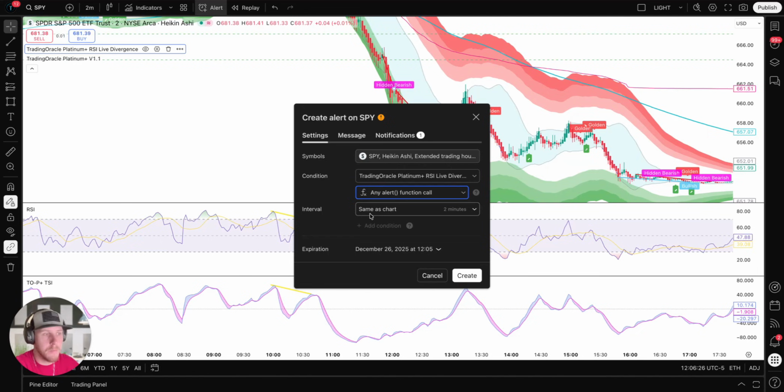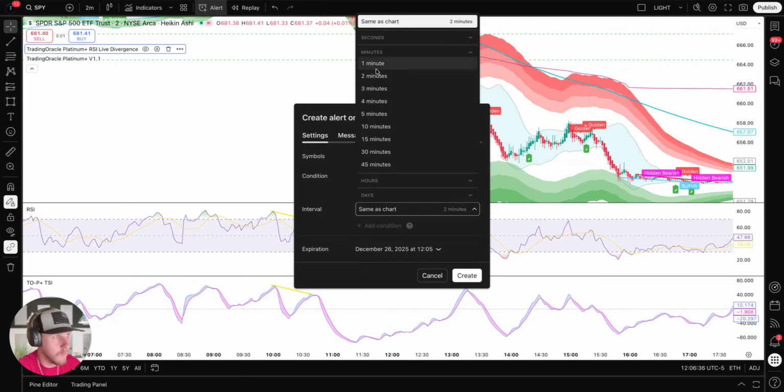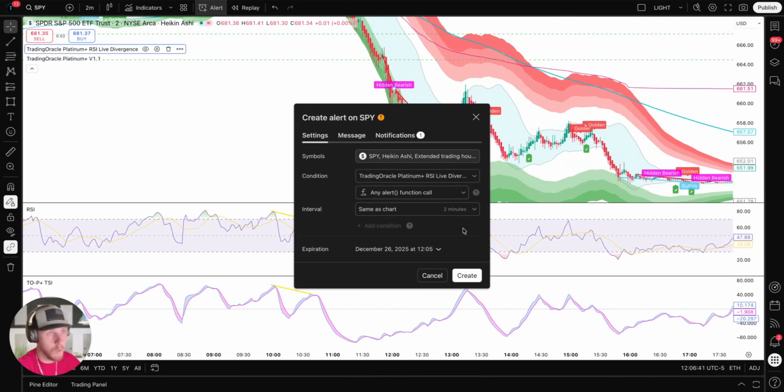That solves the problem of sitting there all day long and waiting for a divergence to play out, or whatever the case is. You can just have it on your phone. You can do your interval as whichever one you like, 2, 3, 4 minutes, 5 minutes, any of those. Or if you're a higher time frame divergence trader, you can do it on that as well. Then you'll just hit create, and that's it. I've already got our alert set up, so I don't have to do this.